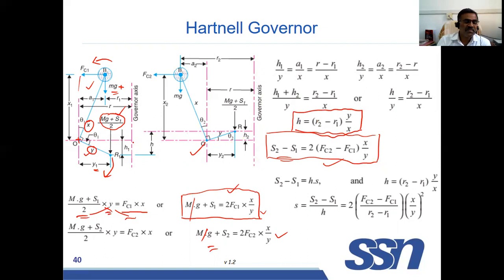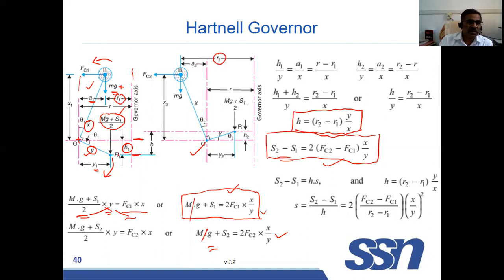What is sleeve lift? Initially the position of the bell crank lever is here. Now this is a mean position. The distance between the mean position and this is taken as h1. This can be calculated in terms of radius, so this is the axis. Now we are taking this as r1 and this as a1. R1 is the radius of the ball at minimum speed. R2 is the radius of the ball at maximum speed.